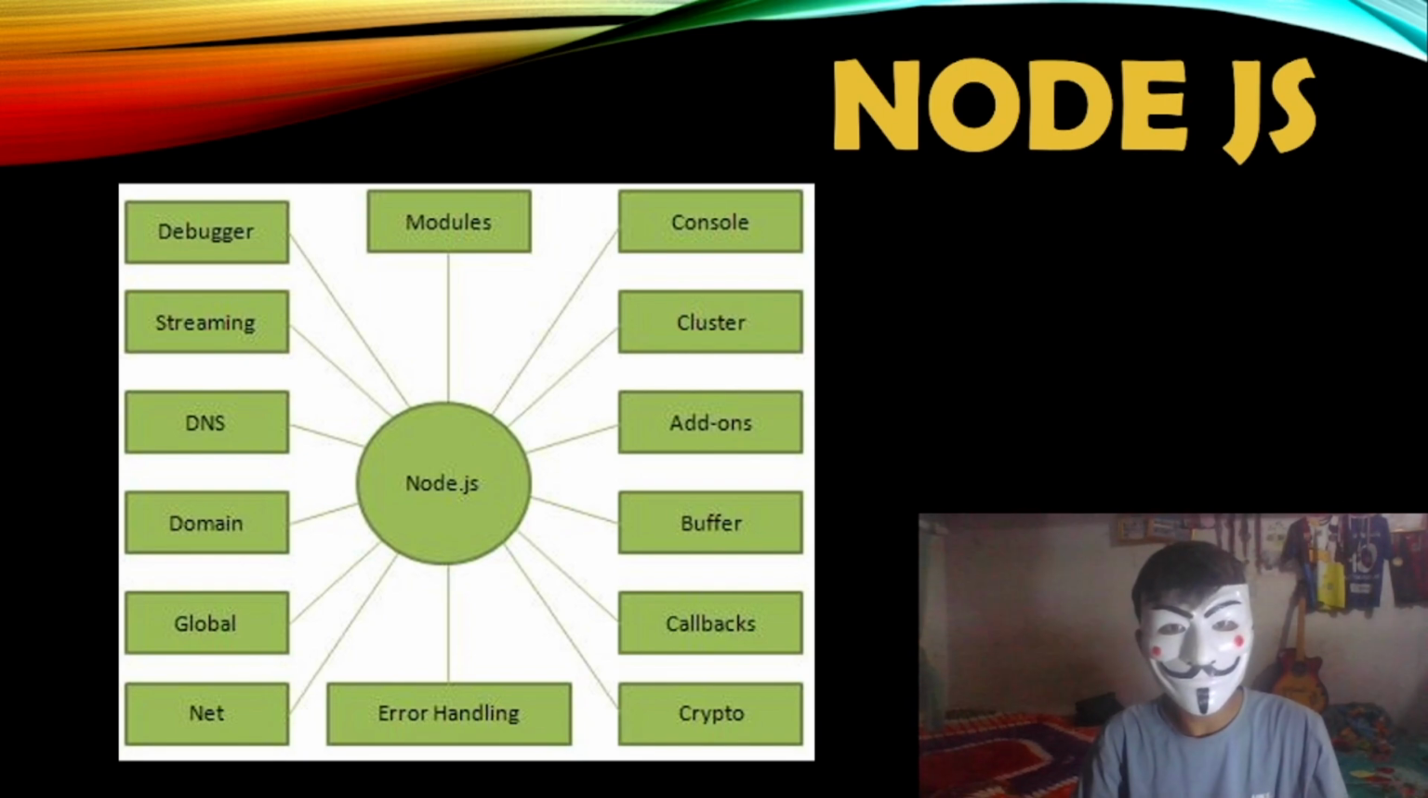So in Node.js we have this many things like modules, console, clusters, add-ons, buffer, callbacks, crypto, error handling, net, global, domain, DNS, streaming, debugger. These are the things you need to learn about, okay.